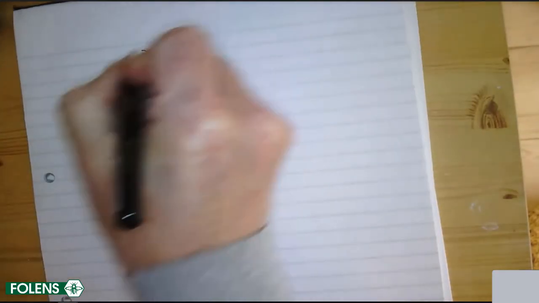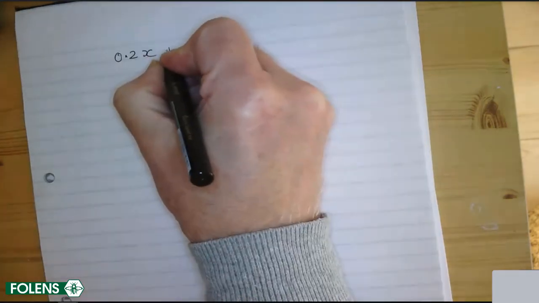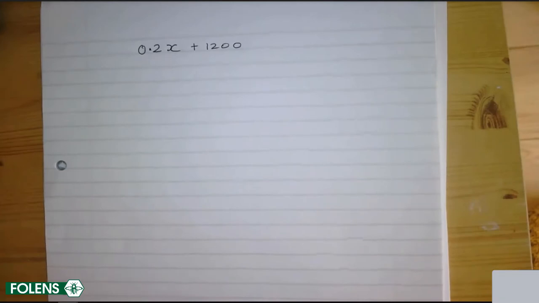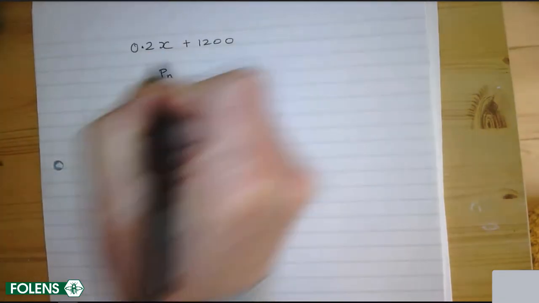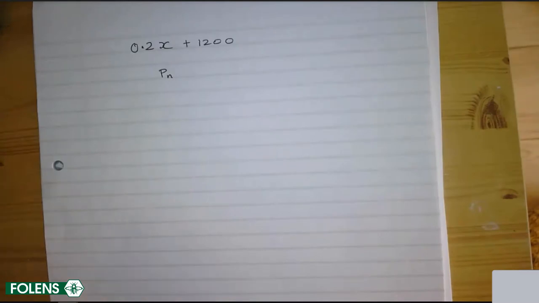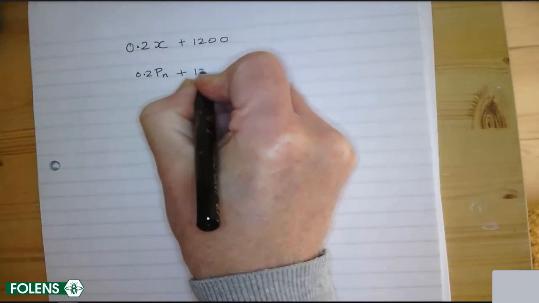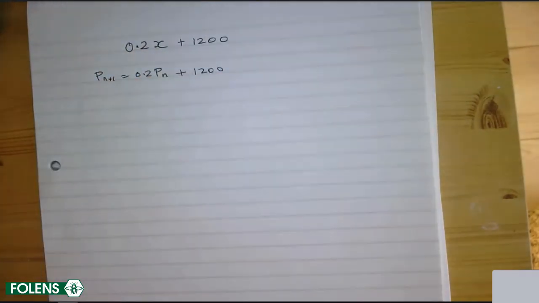So let's try and do these three parts. Now, if there were x fish in the river one year, 0.2 of those will survive. So the next year we'll have 0.2x, and we'll throw in our 1,200 smolts, which we've raised in the fishery. So that'll be the number of fish next year. So in general, if Pn is the number of fish in the river in year n, 0.2 of those will survive, and then we add 1,200, and that will be the number of fish in the river the following year.